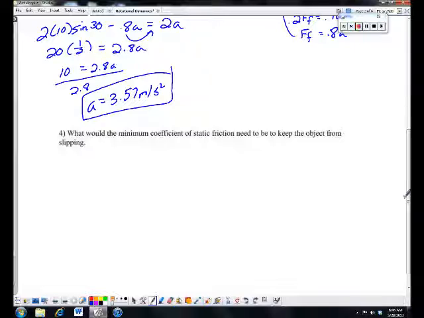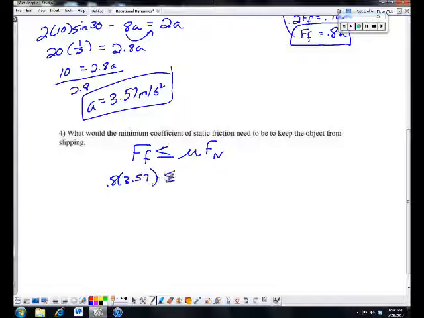What would the minimum coefficient of static friction need to be in order to keep this object from rolling without slipping? So we know the force of friction equals, force of friction static. Remember, it is static friction because the fact that it is not moving when it's in contact with the ground is mu Fn. So I know my force of friction I can find right here. It's 0.8 times 3.57. Has to be less than or equal to mu, and Fn is mg cosine theta.